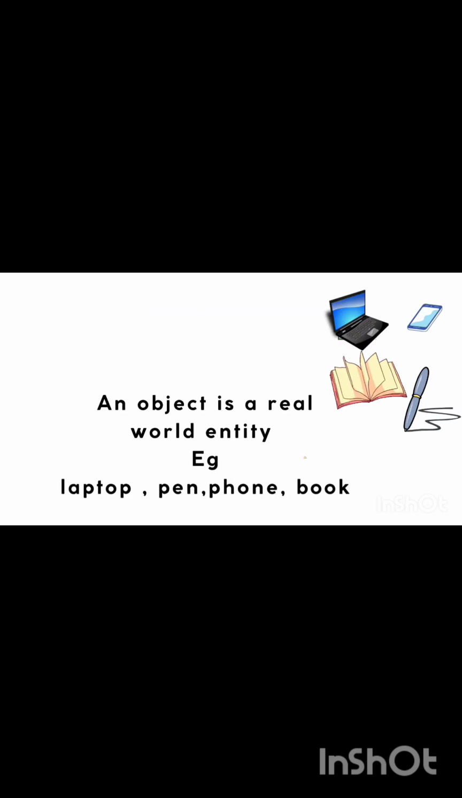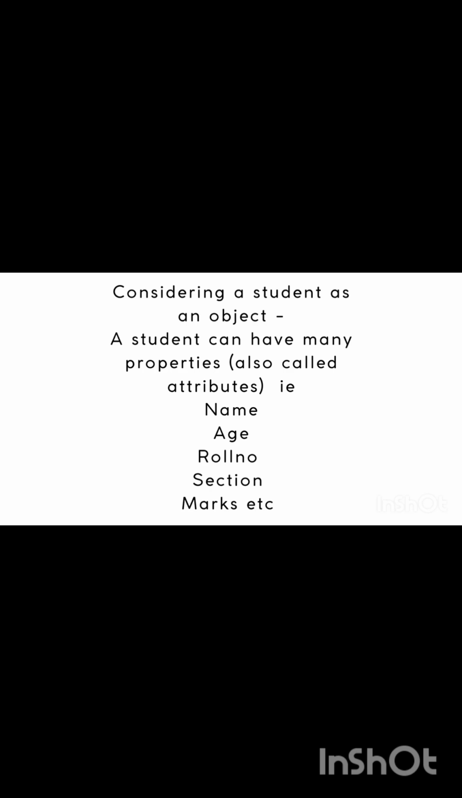Object is any entity in the real world. It can be anything around us. It can be phone, pen, table, laptop, anything. We use objects in C++ to represent real life situations. For example, if we want to store the data of a group of students in a school, a student will be an object.